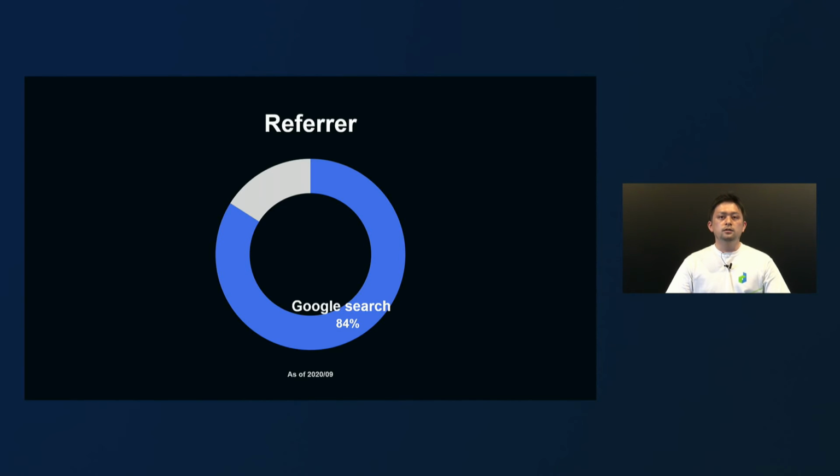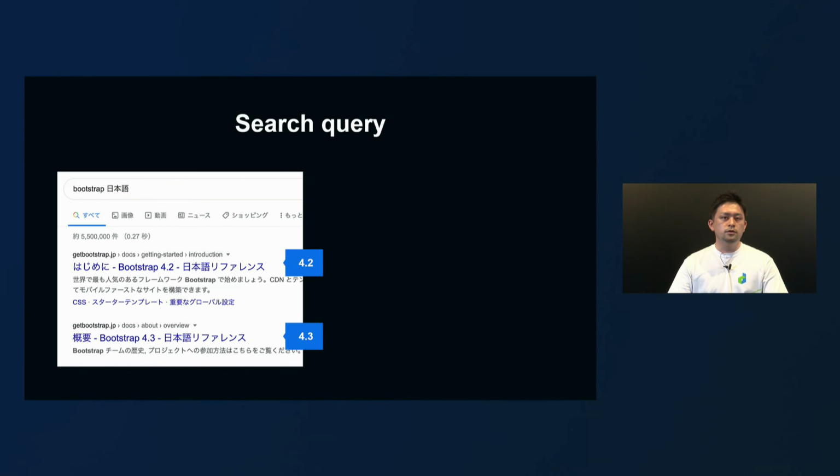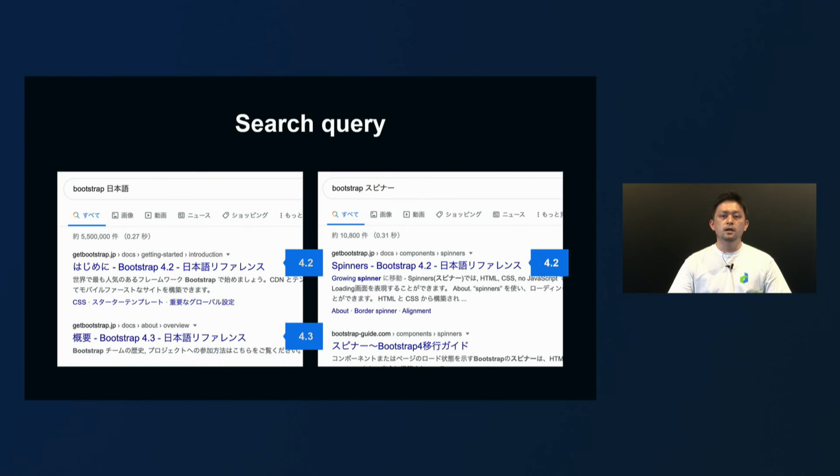And 80% of the site traffic comes from Google. So therefore, we target Google search for our SEO. The search keywords are monitored using Google Search Console. We check which keywords have large displays and large numbers, so that we can use it to run the site. And if you search Bootstrap Japanese with Google, you get this result.